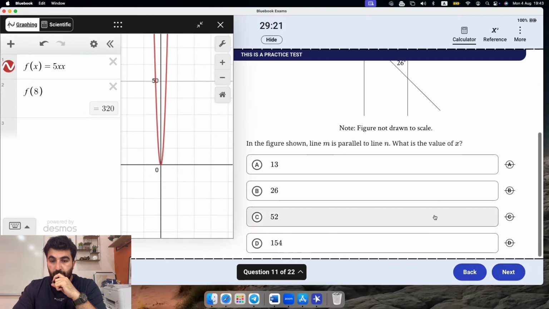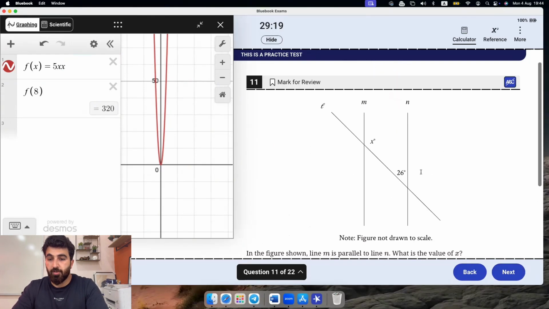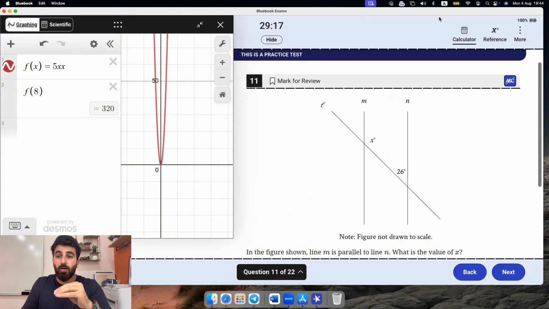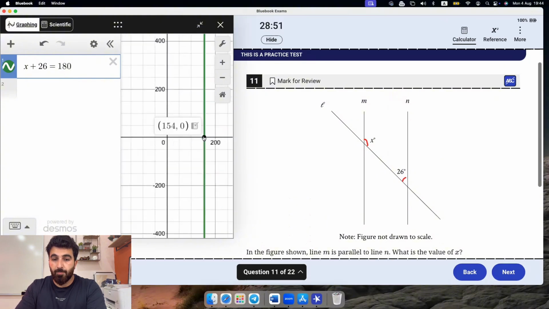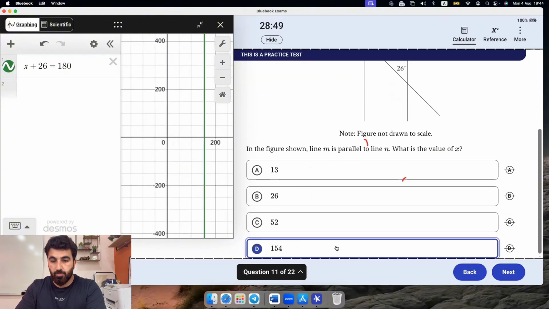Question 11, we are given a transversal. The lines are parallel. What is the value of x? If two parallel lines are intersected by a third line, some angles form. You just need to get the names of the angles. This is an obtuse angle, but this is an acute angle. If they have different names, we say the sum of them is equal to 180 degrees. So we say x plus 26 is equal to 180 degrees. What is x? That is 154. So the answer is D.